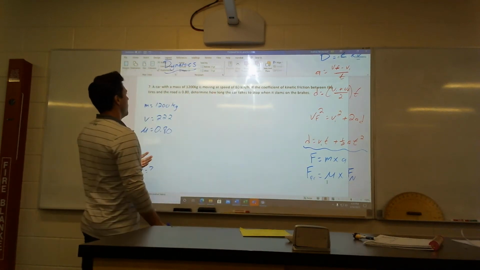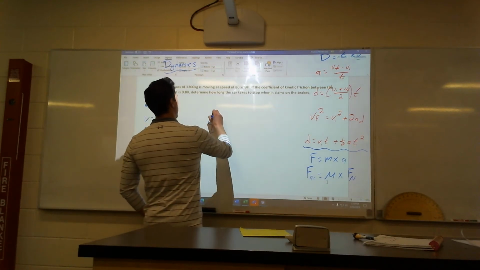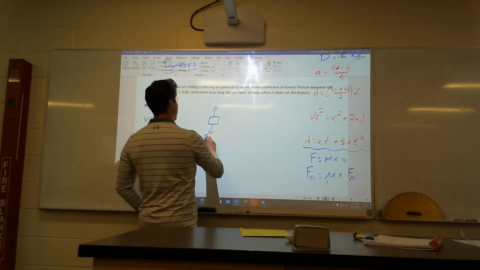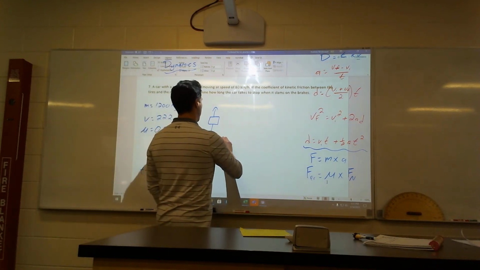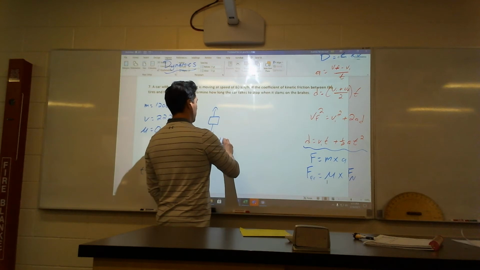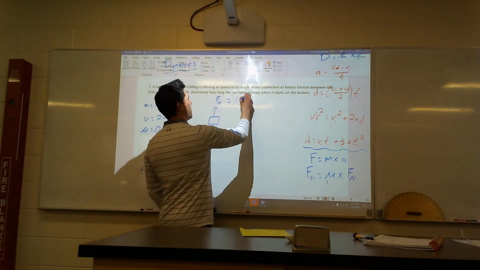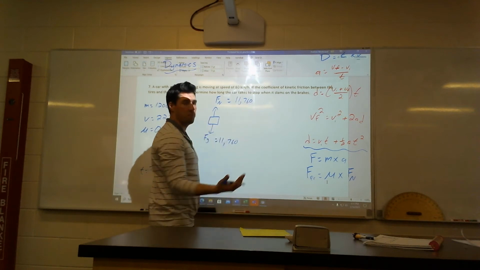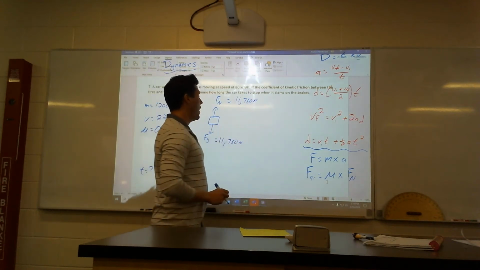So I have a mass, which means I can automatically find force of gravity. Force normal is going to be the same here as well. So 1,200 times 9.8 gives me 11,760. Same with force normal. There's no angles here, so they're exactly the same. No one else is pulling up or down on it, so exactly the same. Newtons.